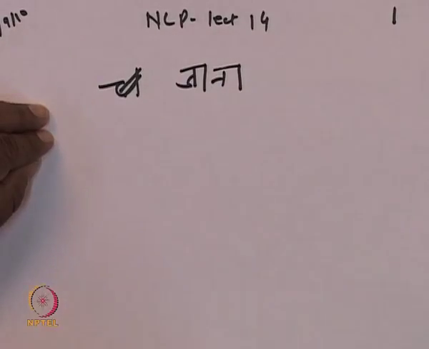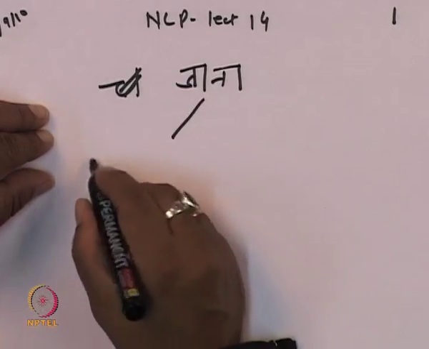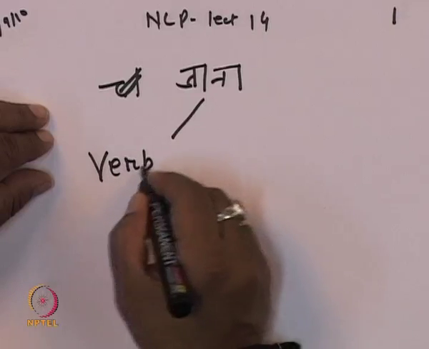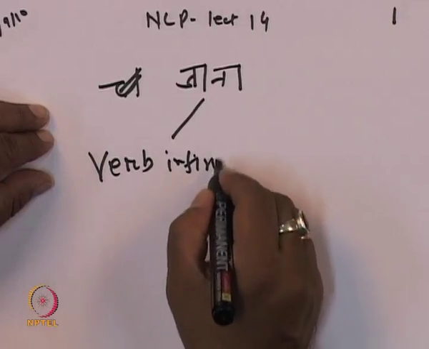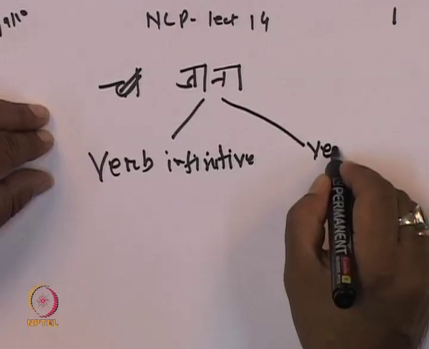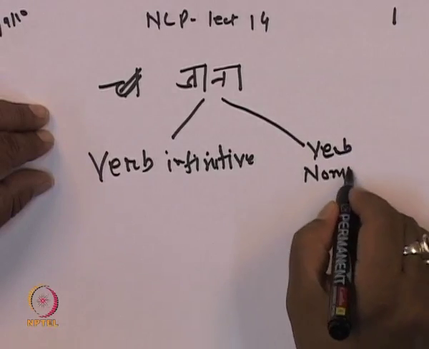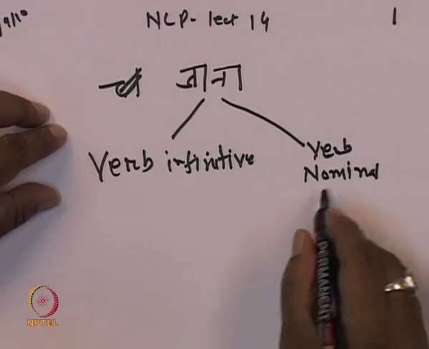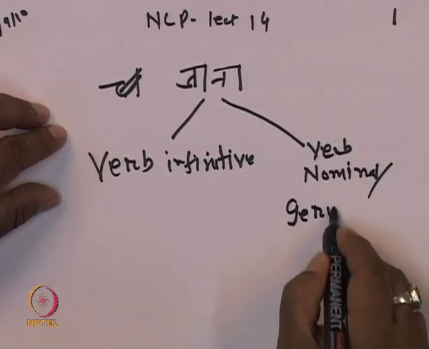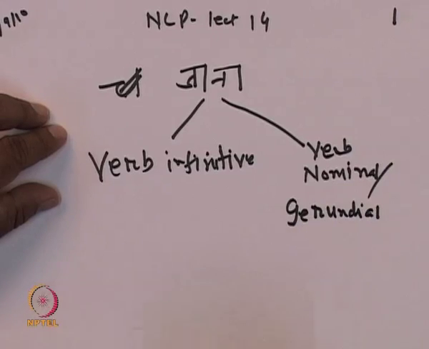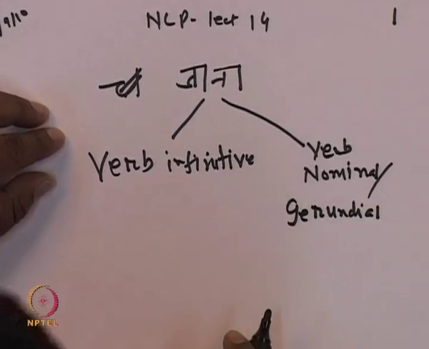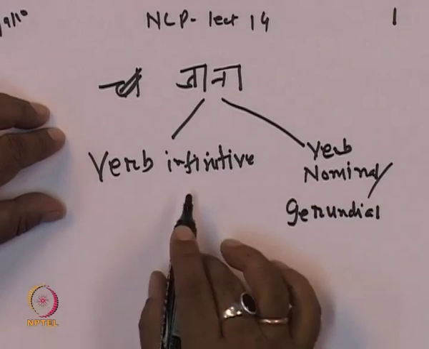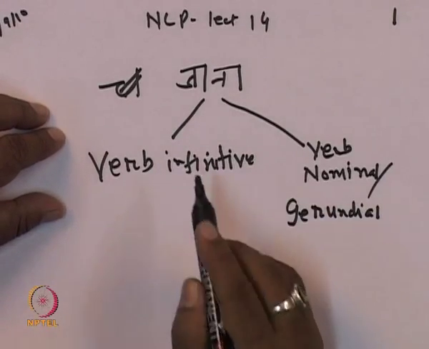The word jana, it can be a verb infinitive, or it could be a verb nominal, also called gerundial. Okay. So, let me give an example to clearly distinguish these two cases.